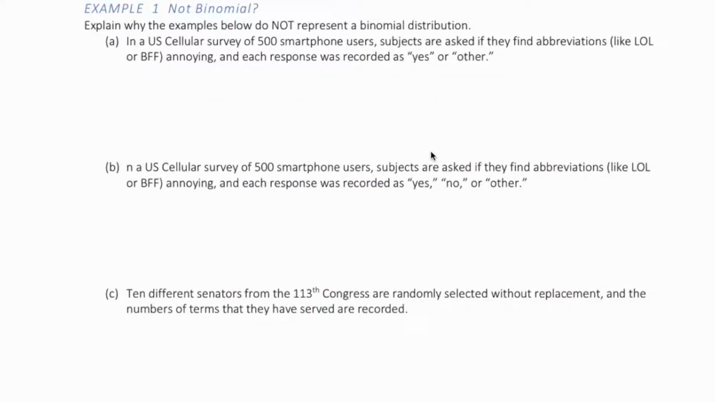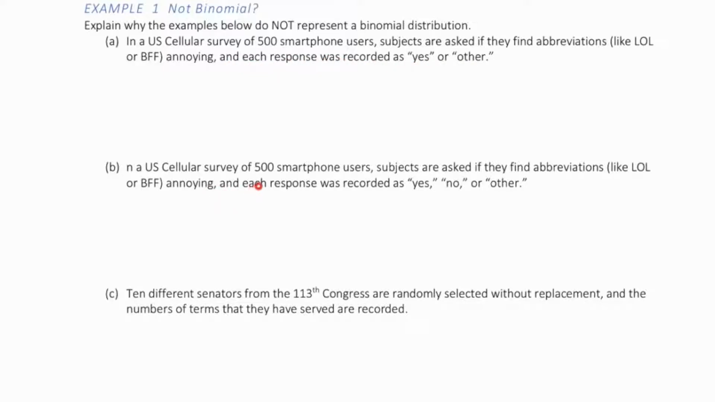Example 1. Explain why the examples below do not represent a binomial distribution. So let's go ahead and read through all 3 of these, and then you should pause your video to write down why you think they're not a binomial distribution. A. In a U.S. cellular survey of 500 smartphone users, subjects are asked if they find abbreviations like LOL or BFF annoying, and each response was recorded as yes or other.